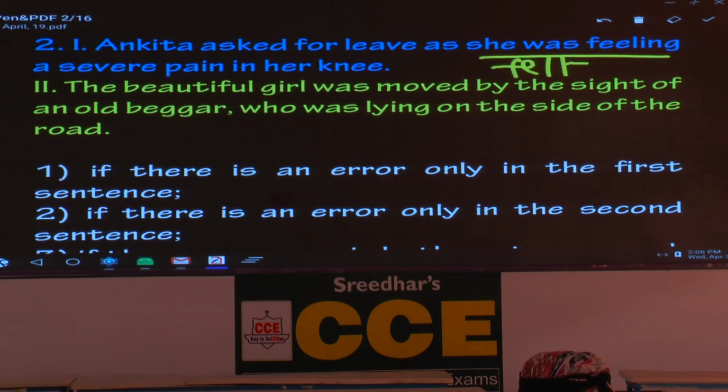What is the second sentence? This is rather difficult. First one is rather easy. The beautiful girl was moved by the sight of an old beggar who was lying on the side of the road. Now where is the error? First question, do you think there is an error here?